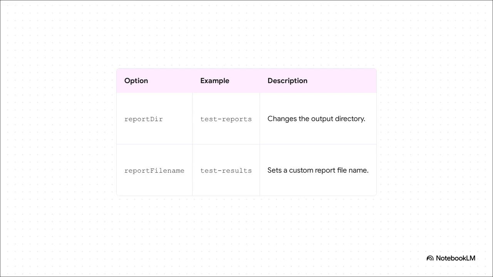Don't like the default folder name? No problem. Use reportDir to change it to something like test-reports. Want a different file name for your report? Use reportFilename and call it test-results. It's that simple to make it fit right into your project's workflow.